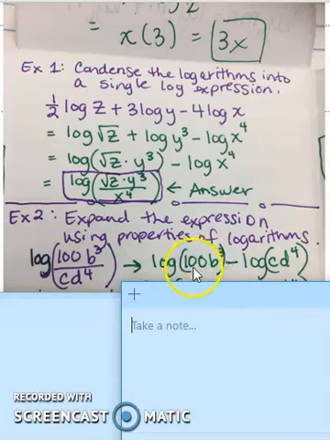Notice the numerator is the first argument of the log, and the denominator is the argument in the second log. I could try to use the power property now, but you've got to be careful, because that 3 only belongs to the b and this 4 only belongs to the d, so I actually cannot do that right now.